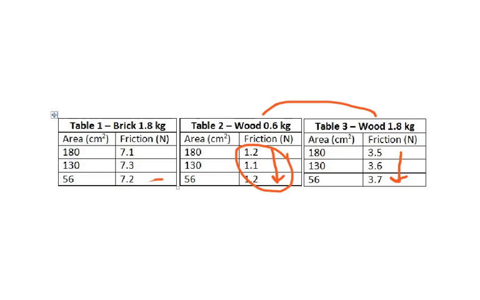So one thing to consider from this data is that it appears that the surface area really has no impact on the amount of friction that is acting on an object. So the next thing to consider would be, how does mass impact?